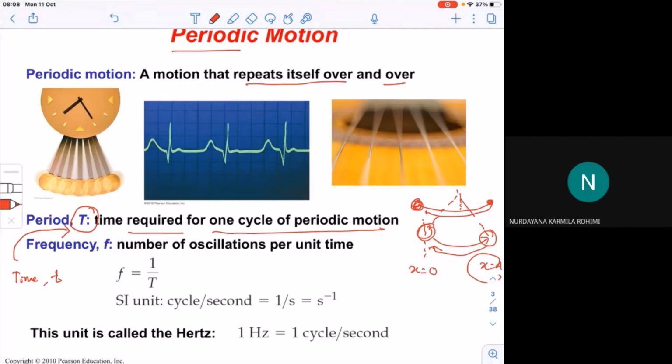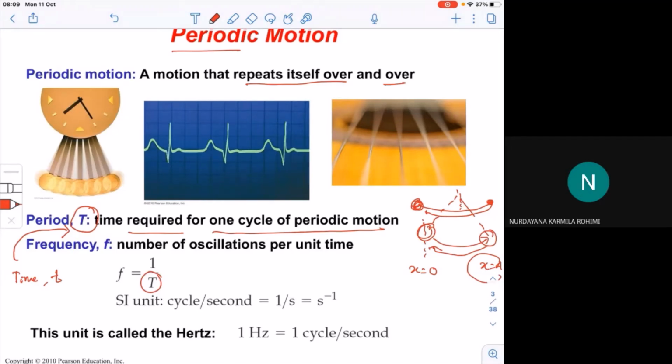So when we look at the periodic, it's not just a cycle. Maybe we can also look into the oscillation, the number of oscillations per unit time. So with the F, frequency is equivalent to 1 over period. It's not time, but it's period, 1 over period.